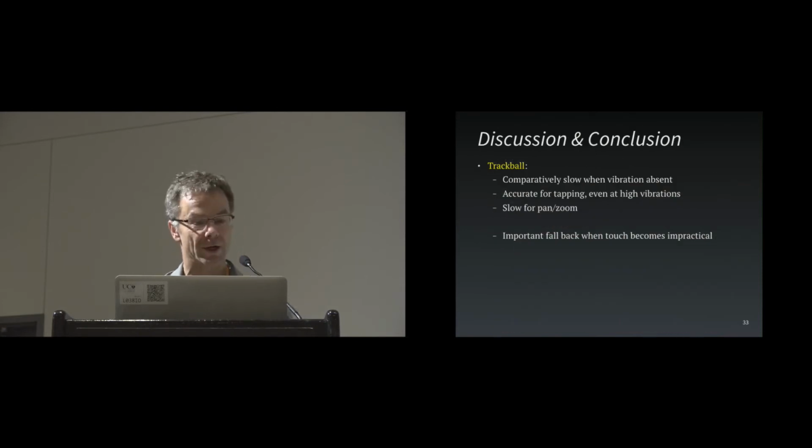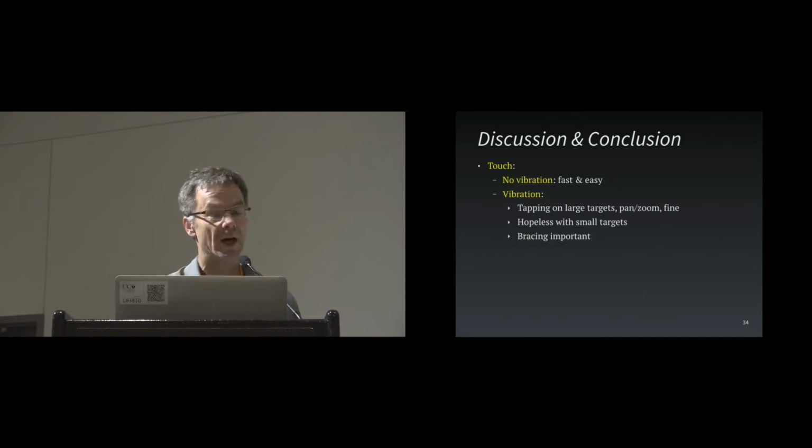So, a quick summary and conclusion. The trackball is slower and more effortful than touch when vibration is absent, but it's faster for precise selections at high vibrations. So if you were to support touch in the cockpit, it'd be a very good idea to include a trackball as fallback when touch becomes impractical. Unstabilized touch is fast and easy when there's no vibration, and even during heavy vibration, coarse selections of large targets, or targets over 26 millimeters anyway, remained fast and accurate. More so than we'd anticipated, actually, but precise selections during vibration was pretty much hopeless.